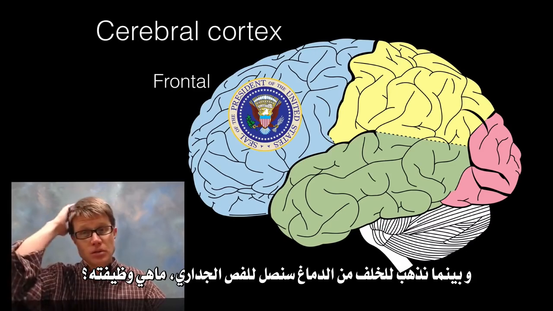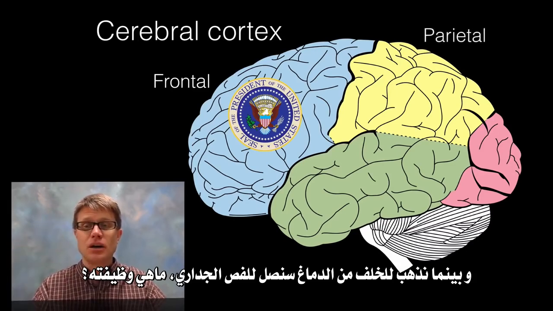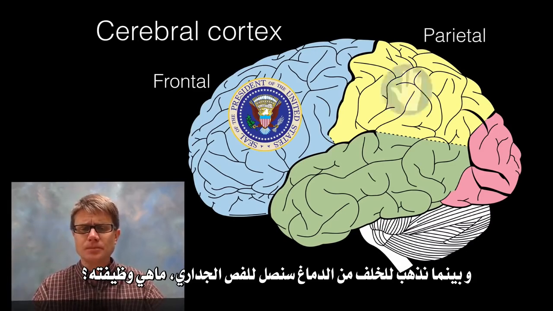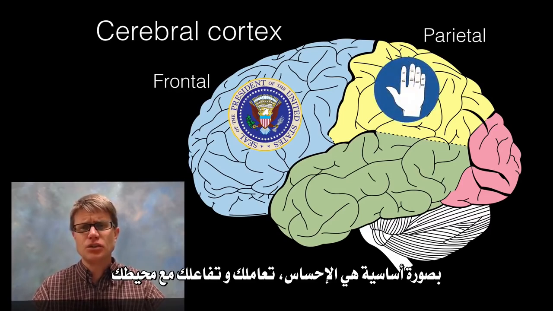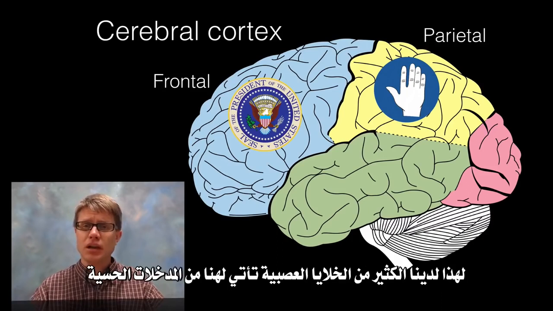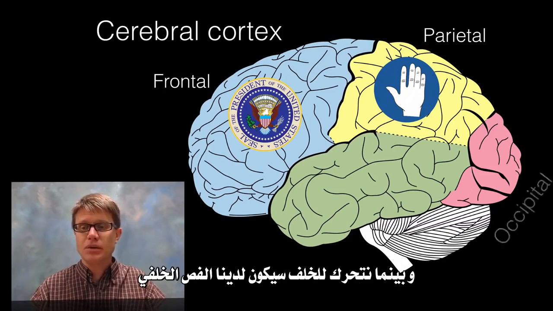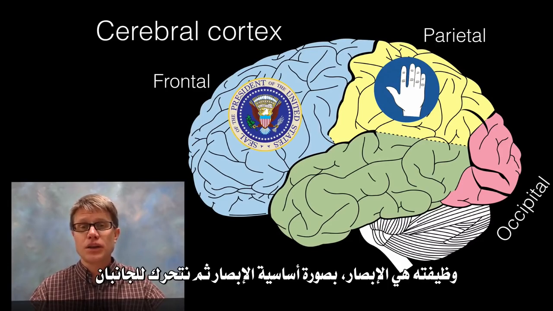As we move back towards the back of the brain, we get to the parietal lobe. What's the function of that? It basically is sensation. It's you dealing with and reacting to your environment. So we have a lot of neurons coming in here from sensory input. As we move to the back, we have the occipital lobe. The function of that is vision, primarily vision.